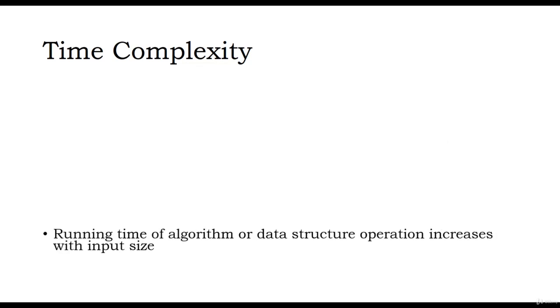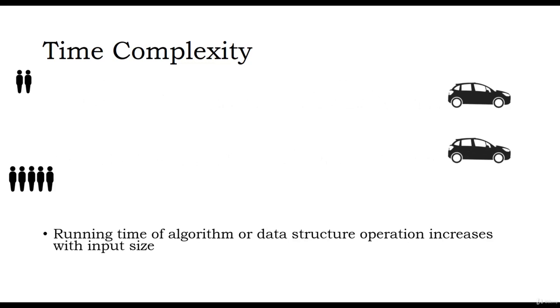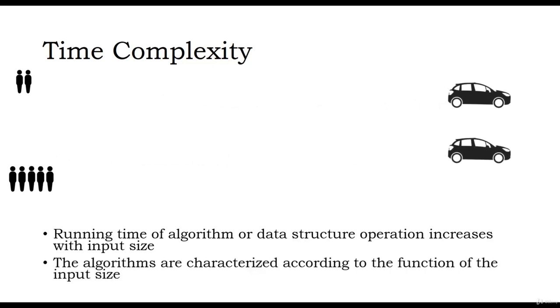Now let us take another scenario where we discuss the running time of algorithm or data structure operations increases with the input size. Now let us take same car and assume that in one car there are two people and in another car there are five people. These two cars are synonymous to the same algorithm but with different inputs. Now, when these two cars move from the origin and travel towards the destination, the car with the less number of people may reach the destination much earlier or in less time than the other car with size of the input has increased. Therefore, the algorithms are categorized according to the function of the input size.